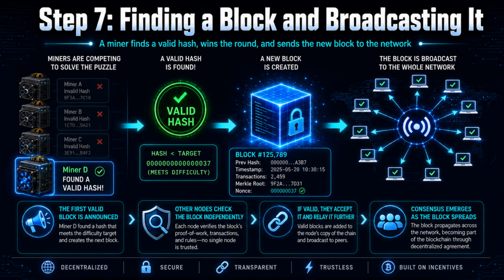If the block passes all consensus rules, the node accepts it and adds it to its local copy of the blockchain. The node then relays the valid block to other peers. Within a short time, the block spreads across most of the network. Other miners stop working on their previous candidate blocks and begin building new blocks on top of the newly accepted block. Sometimes two miners find valid blocks almost simultaneously. In that situation, the network may temporarily split. Eventually, the chain with the most accumulated proof of work becomes the accepted chain.